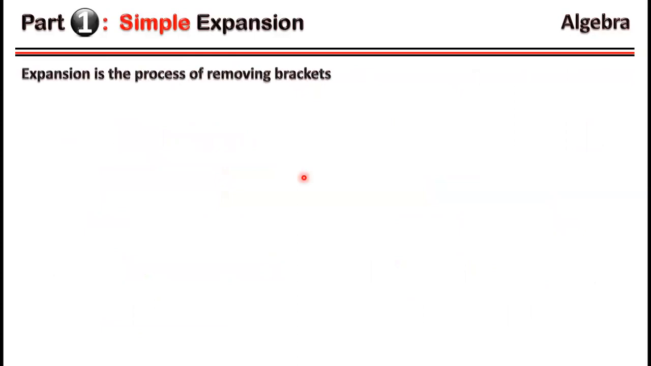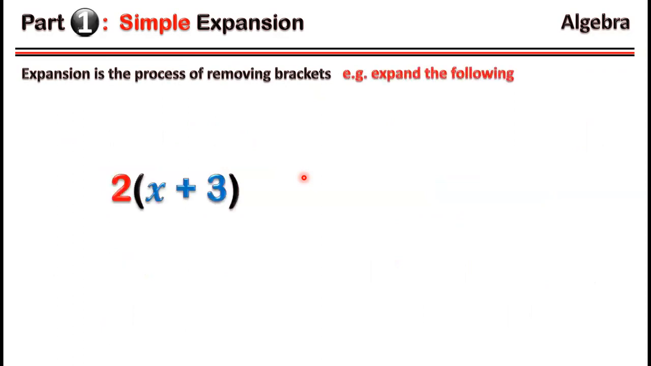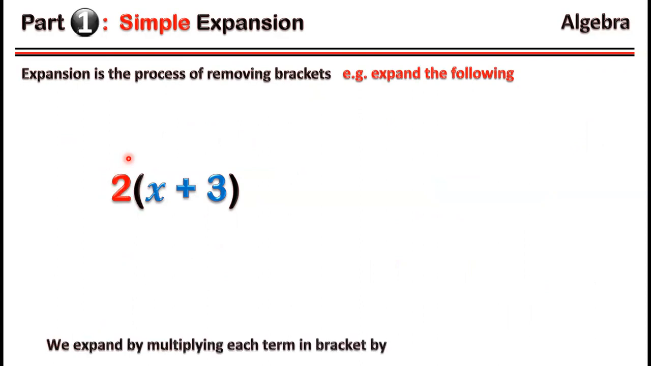That's it with factorization. We now look at expansion, which is the process of removing brackets. In factorization, we're inserting brackets. Now in expansion, we are removing brackets. For example, expand the following. So we are doing the opposite of what we were doing before. Okay, brackets are already there, I want to remove them. So here we expand by multiplying each term in the bracket by the terms outside the bracket.